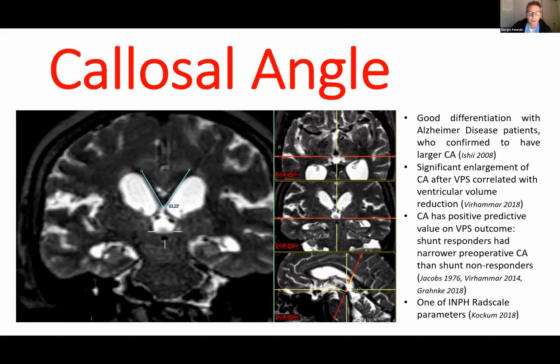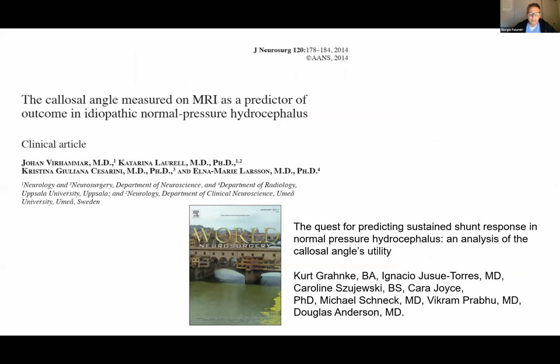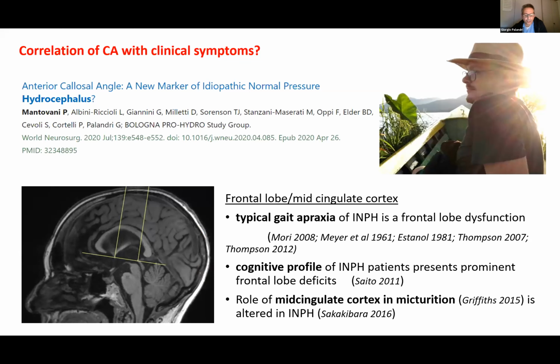Another important marker to achieve a radiological diagnosis is indeed the callosal angle. It is known to permit a good differentiation from Alzheimer's disease patients. It has positive predictive value on shunt outcome, and it is actually one of the parameters of the RAD scale. We will come back to that later. Here are two papers from Virhammar and Grønning, in which the importance of the callosal angle is underlined. However, the relationship of the callosal angle with pre-op clinical symptoms is still debated.